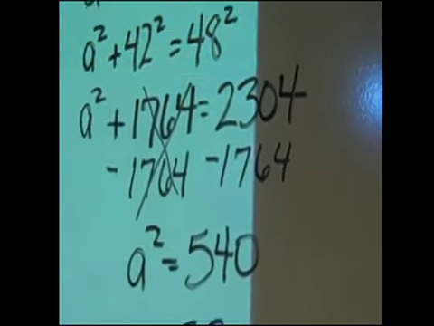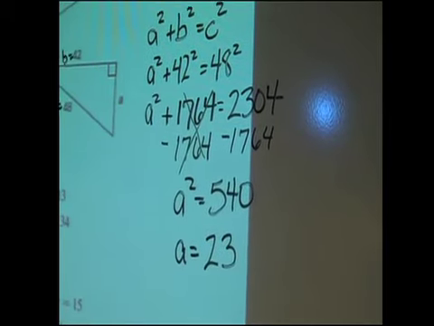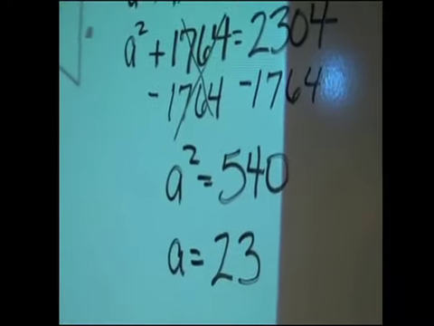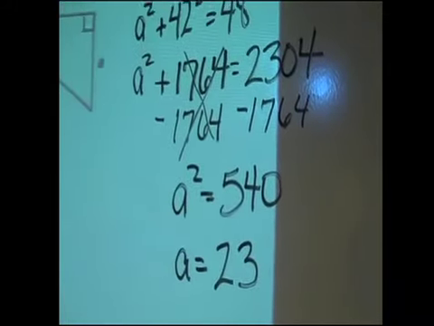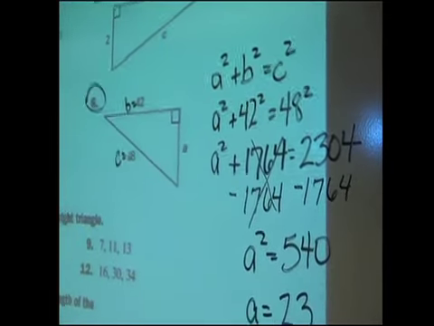Now what you're going to do is hit the square root. The square root of 540, you will get 23. As you can see, there are some numbers past it, but we are going for the nearest whole number. 23 will be your answer.